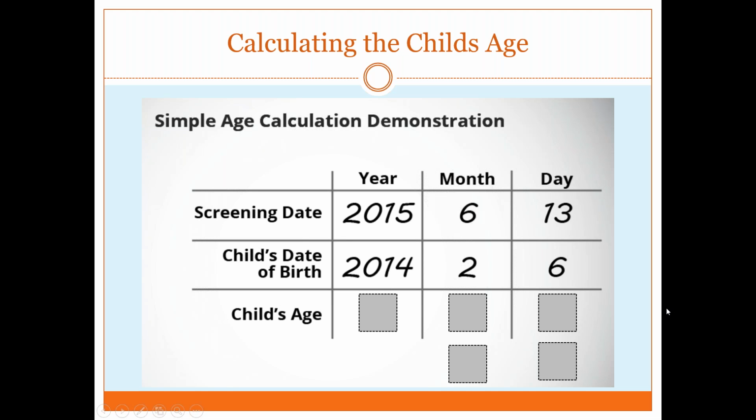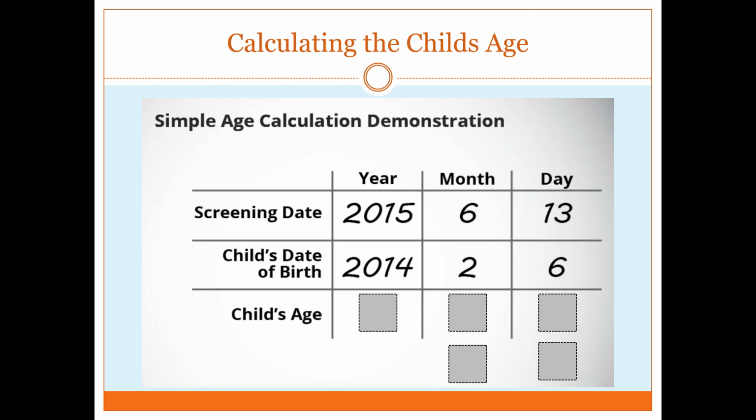So June 13th in 2015. We'll put that right across in the screening date. And the child was born last year in 2014 in this scenario, in February on day 6, so 2/6/2014. So you set that up with the year, the month, and the date for the screening date, the year, the month, and the date for the child's birthday, and then you do simple math.